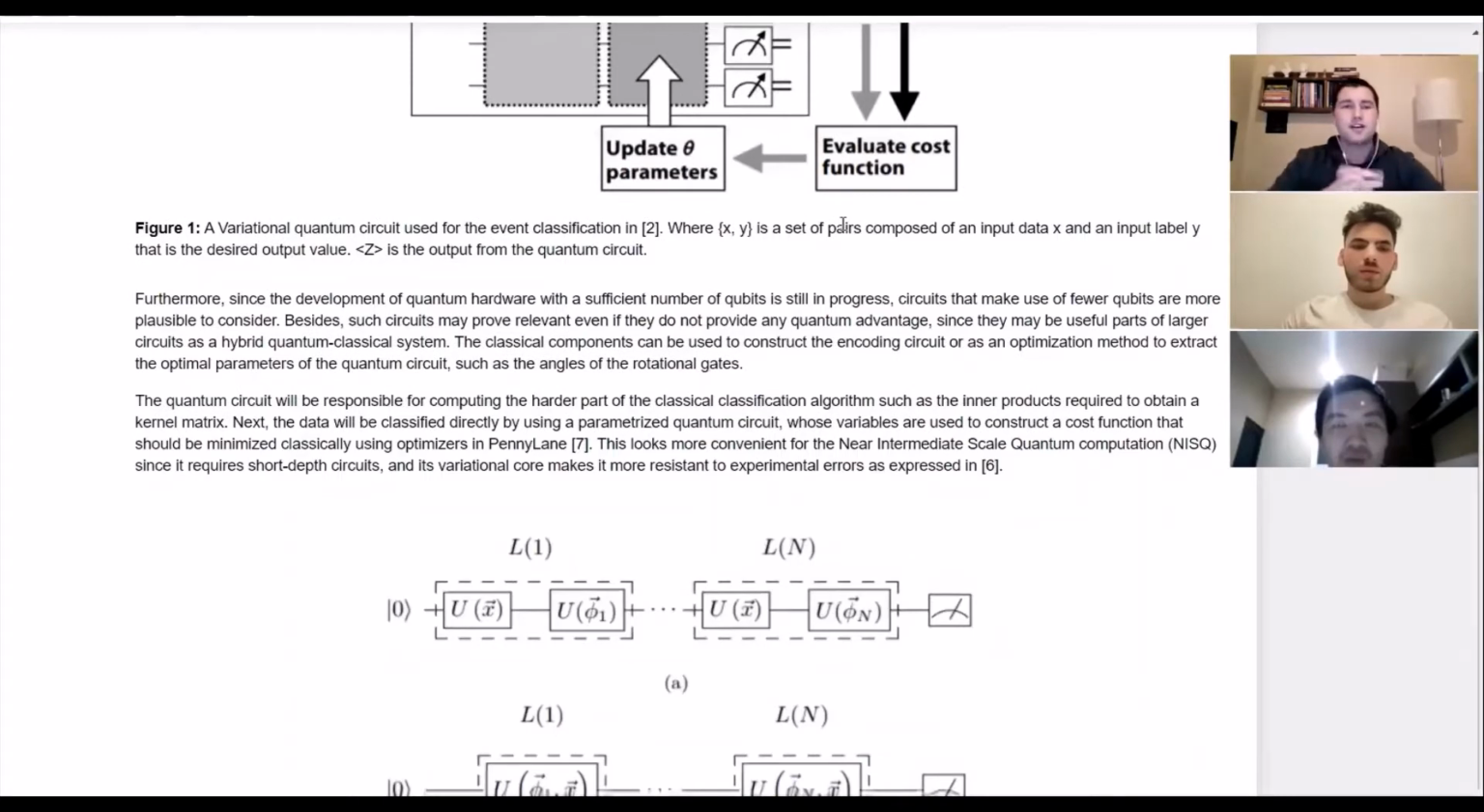Furthermore, since the development of quantum hardware with a sufficient number of qubits is still in progress, we think that we can use a method that will use the computational power of single qubits. Therefore, we use the method of data reuploading. And the way it works, as we all know, a quantum state is characterized as a two-dimensional state vector and can be visualized as one point in the Bloch sphere.